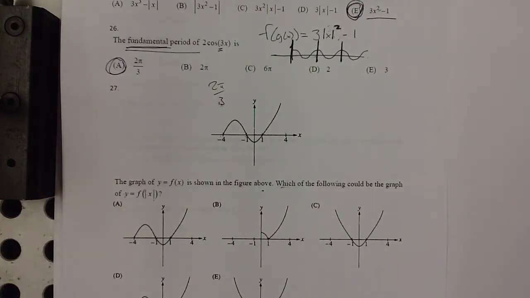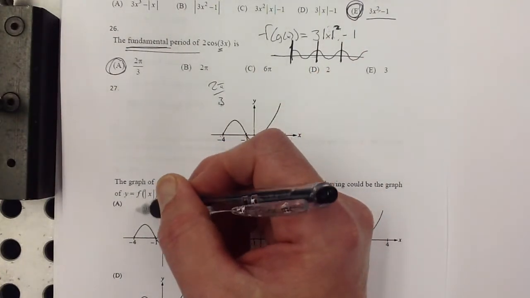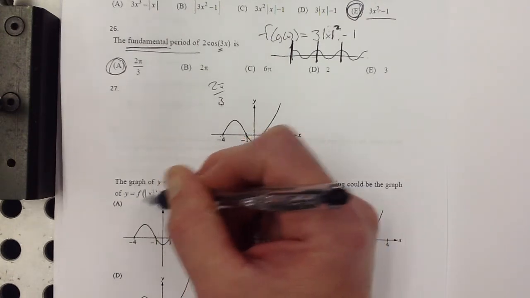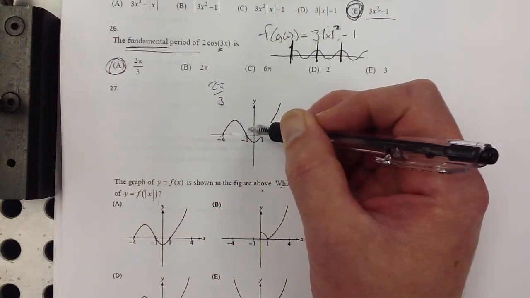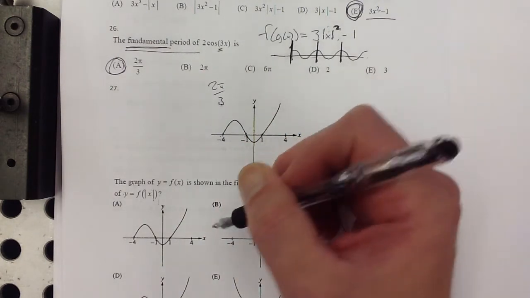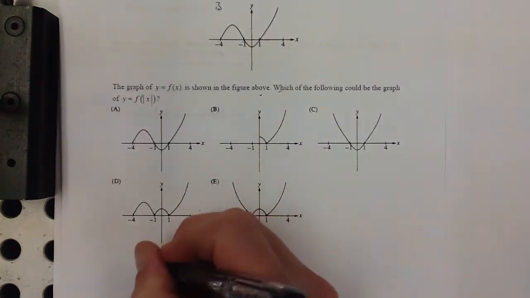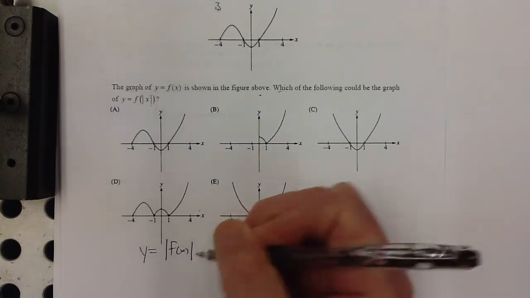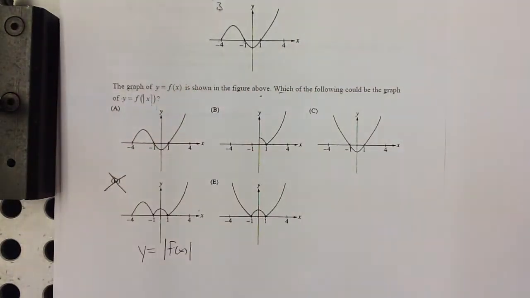Okay, now, we've talked about this before, and we did talk about what happens when you put absolute values around the outside of the function, right? That flips everything that was down up. So if you thought that it was this, you were right for a different question. This is a graph of y equals the absolute value of f of x. And that is very different from this, right? Now, this is not the correct answer.